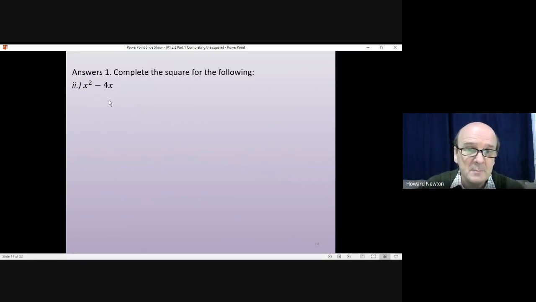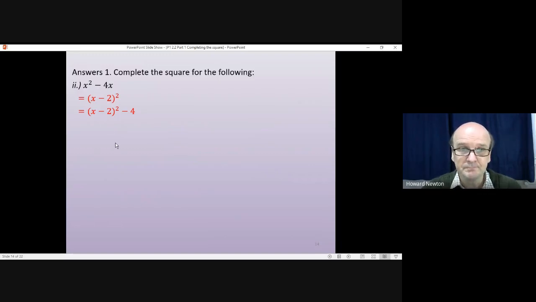Second question, x squared minus 4x. It's minus this time. If it's minus, it'll be minus in the brackets. But when we square the brackets, we will get minus 2 times minus 2, so we'll still get plus 4. So when we complete the square, we do still need to take away 4, because a minus times a minus is a plus.